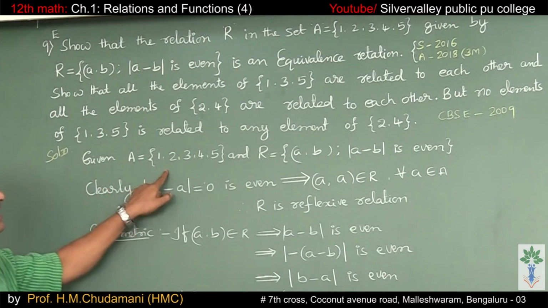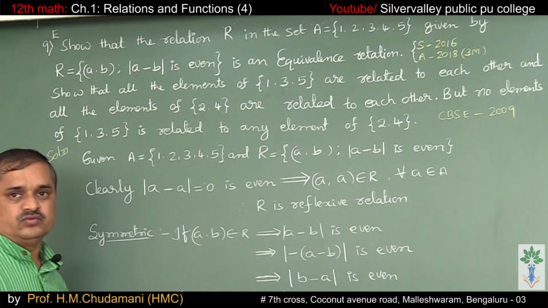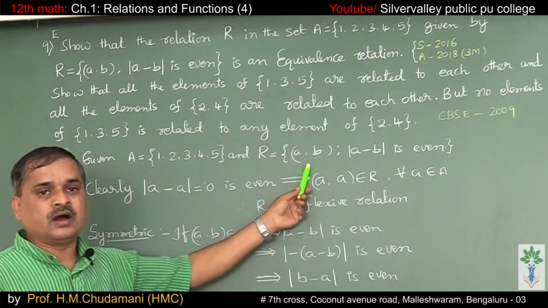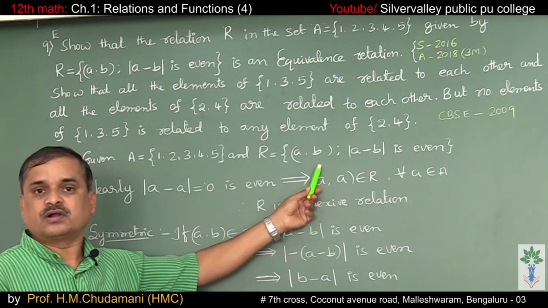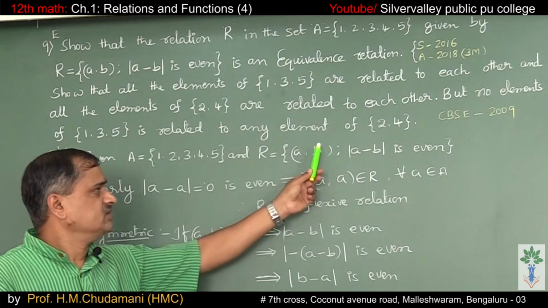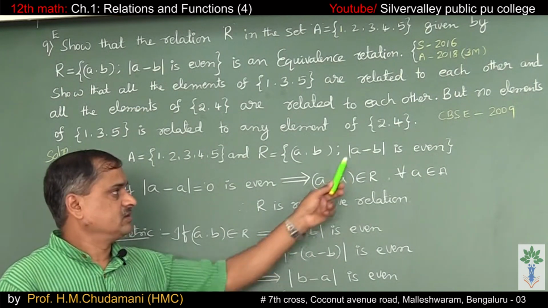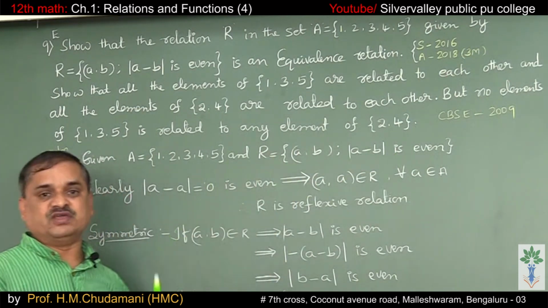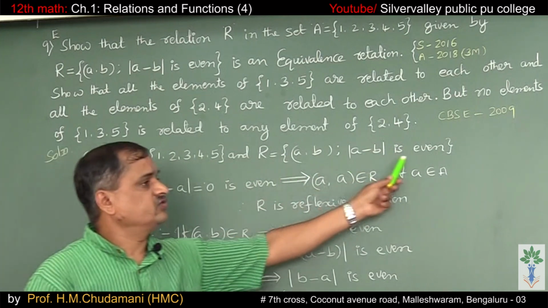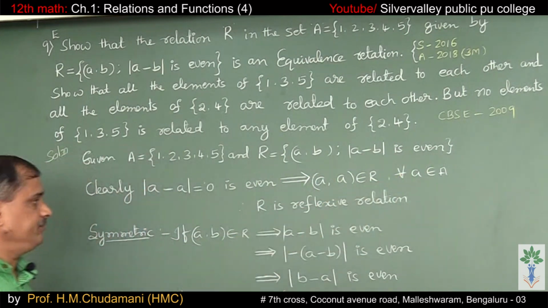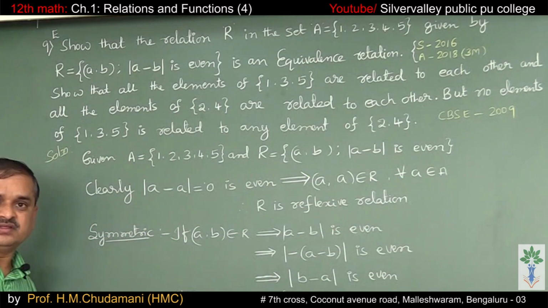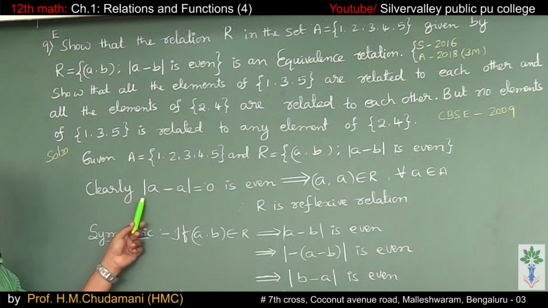Given the set A is {1, 2, 3, 4, 5} and the relation R is equal to the set of ordered pairs (a, b) such that modulus of a minus b is even. This is how they have defined a relation. Let us check the reflexive relation.